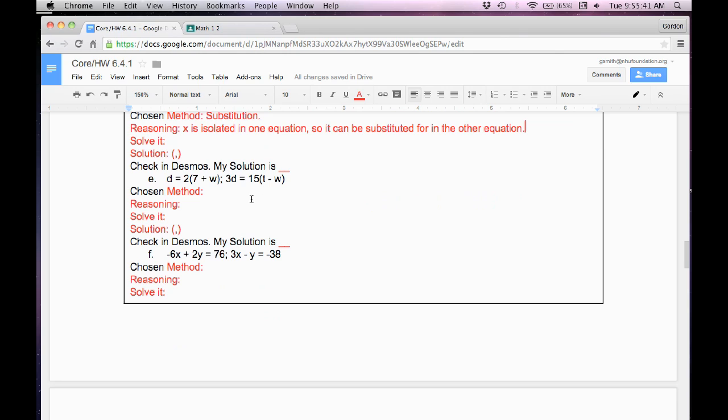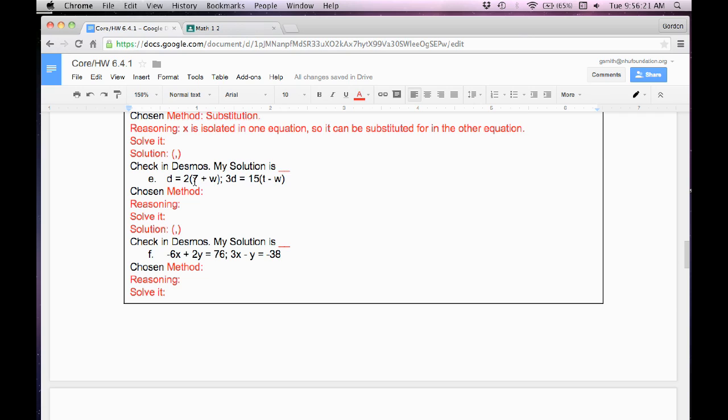Okay, next, E. We have D equals 2 times 7 plus W, so we're going to be asked to do some distribution. And then we have 3D equals 15T minus W. All right, this is tricky because we've got 3 variables. But what I would do is recognize that if D is alone, I can substitute this value for D here, and then I can solve for W because there would be no D.